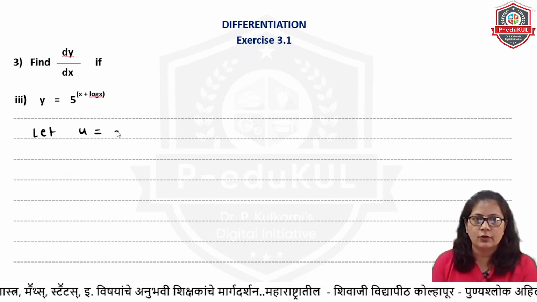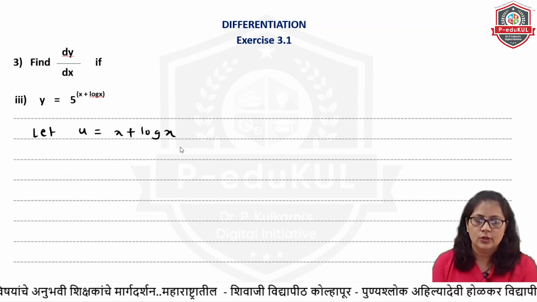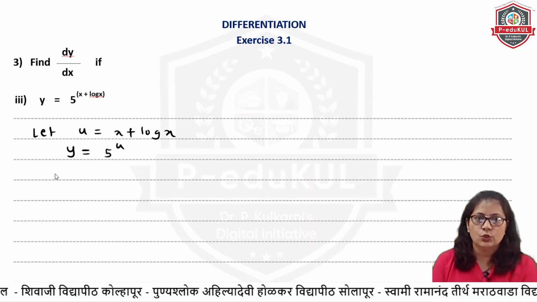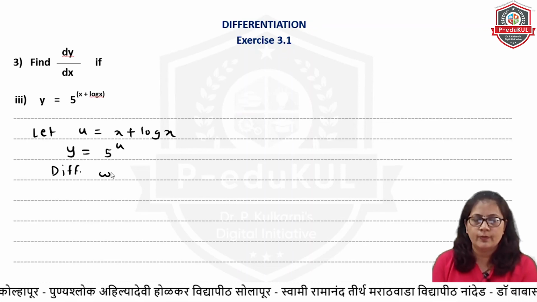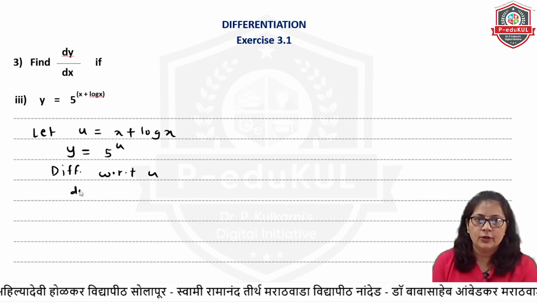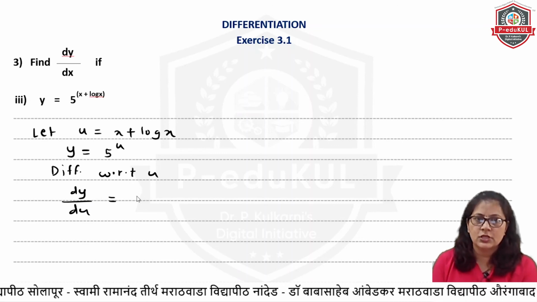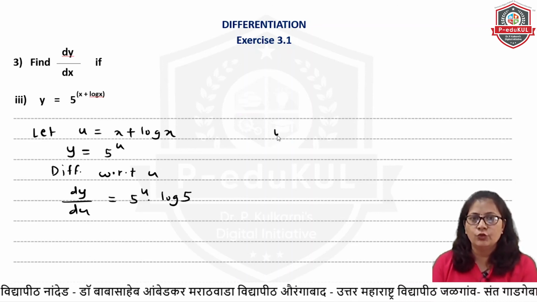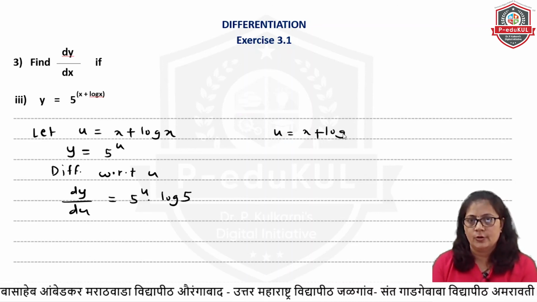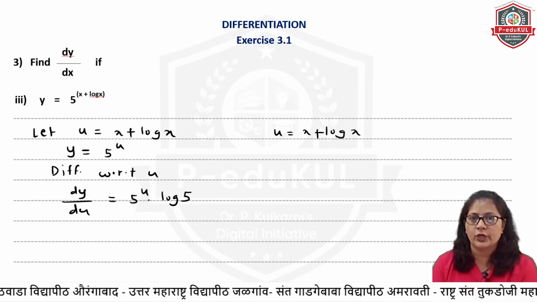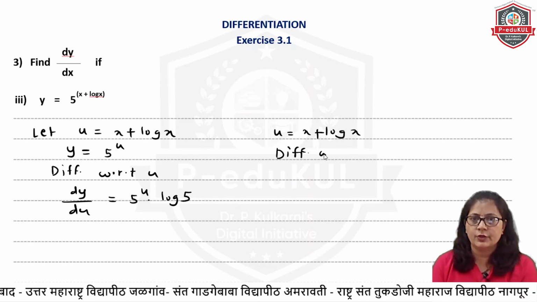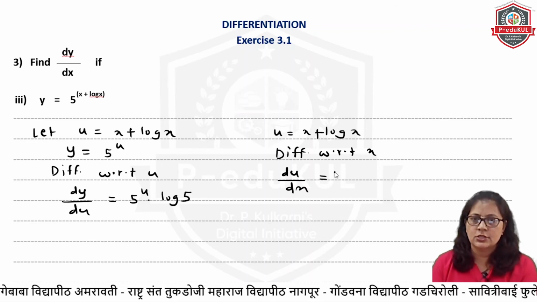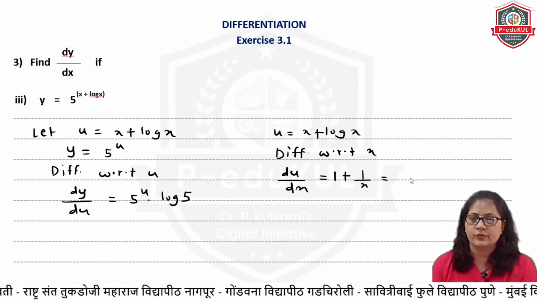So again, u is equal to x plus log x, right? So my function y will be what? 5 raised to u. So differentiating with respect to u, what will I get? Dy by du is equal to 5 raised to u log 5. Okay. Now my u function is in x. So I need to differentiate this with respect to x. So now I am differentiating this with respect to x. So I will get du by dx is equal to 1 plus 1 upon x, right?